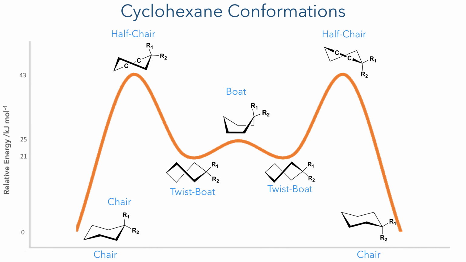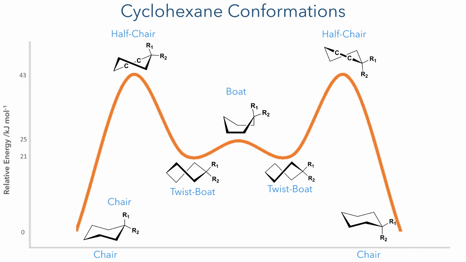So let's take a closer look at the conformations of cyclohexane. The lowest energy conformation is the chair. Straightening one side of this structure generates a half-chair conformation, which is the highest energy state for cyclohexane. Continuing this motion, it can then adopt a twist boat conformation, which is slightly lower in energy than the boat conformation, which is sometimes seen.